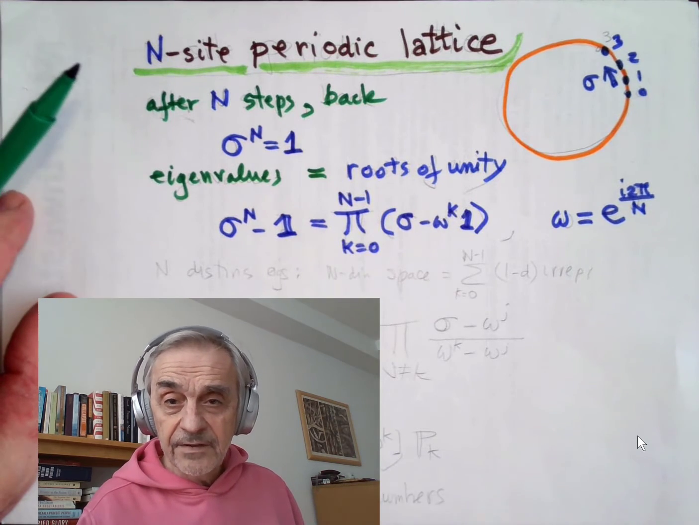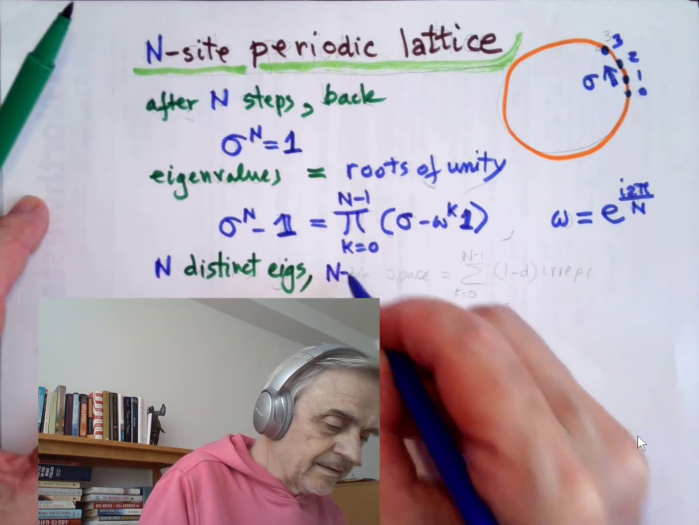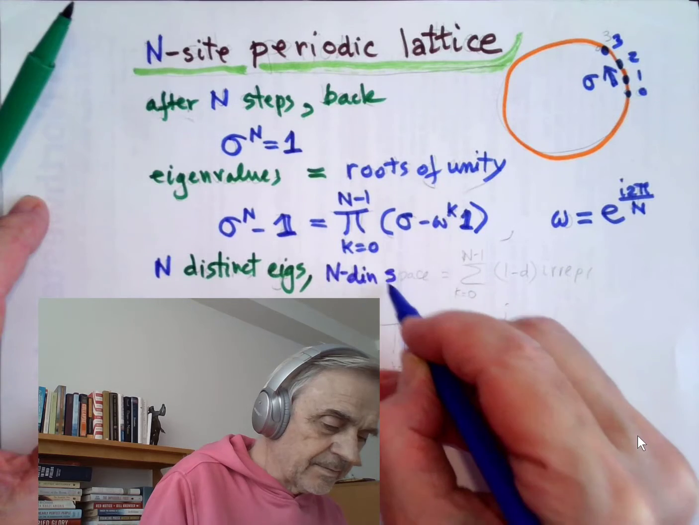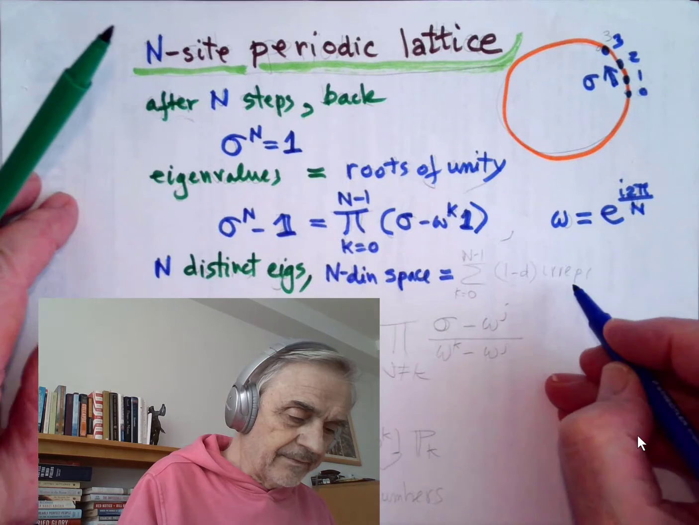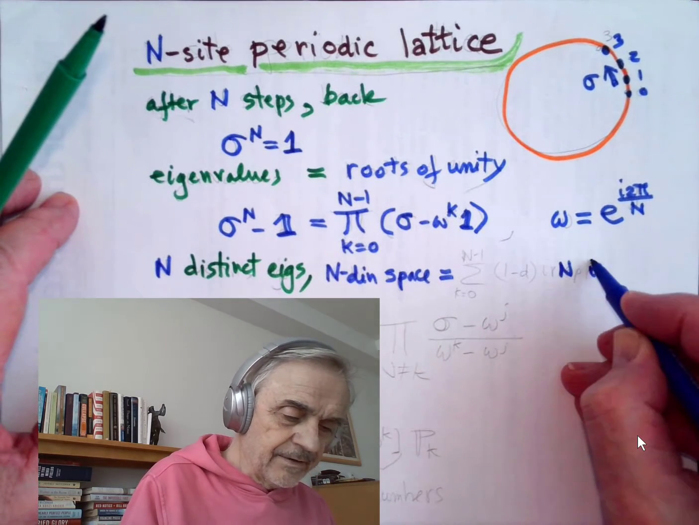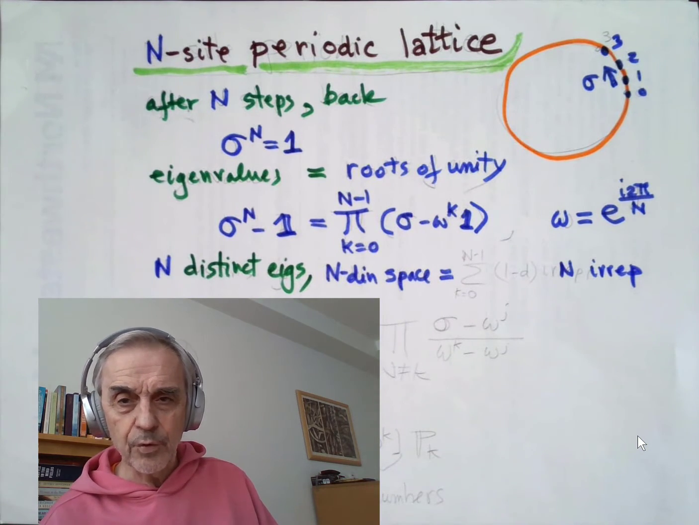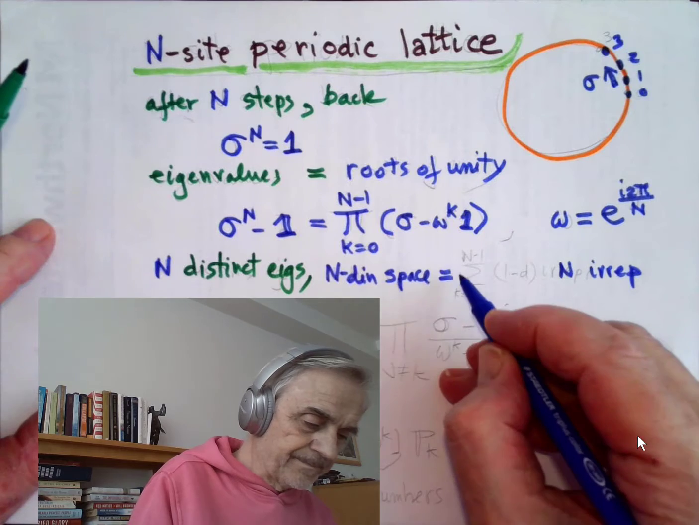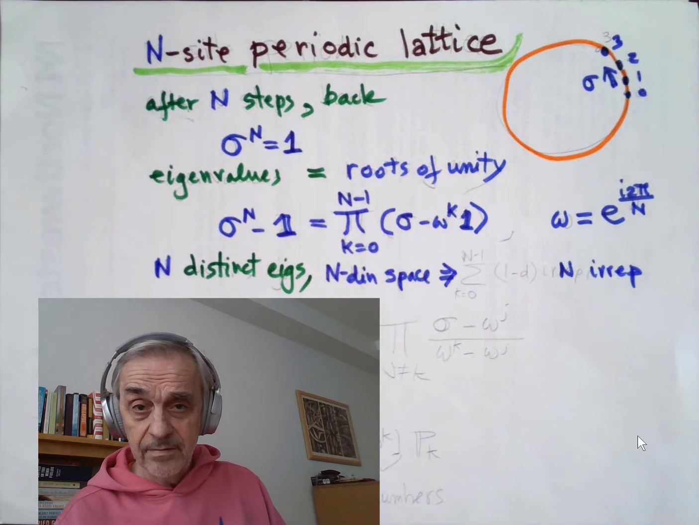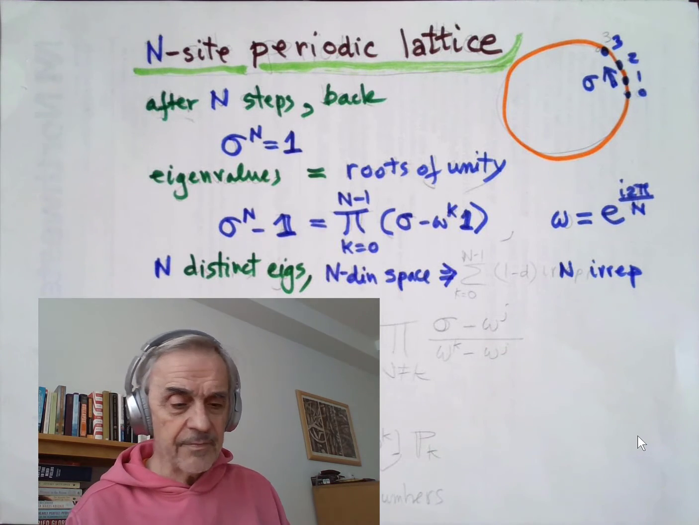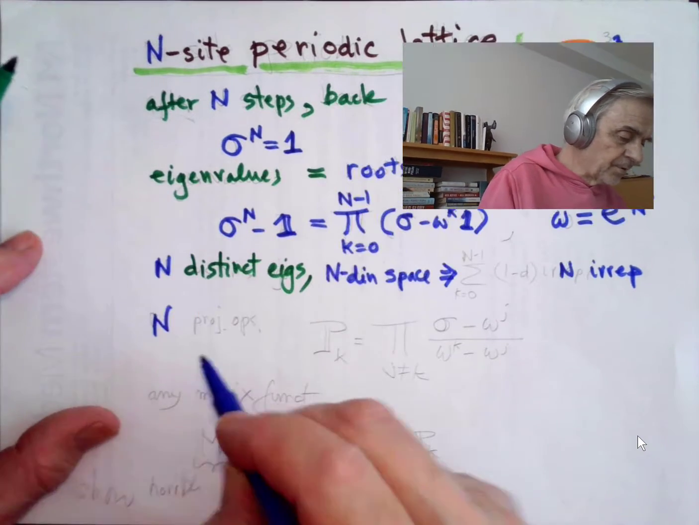We have n distinct eigenvalues, and we have an n-dimensional space we started with, and it will have n eigenvectors. We have n irreducible representations, if you want to think of group theoretic language. Now remember, with each eigenvalue and eigendirection comes a projection operator. There are n distinct eigenvalues. So there are n projection operators.